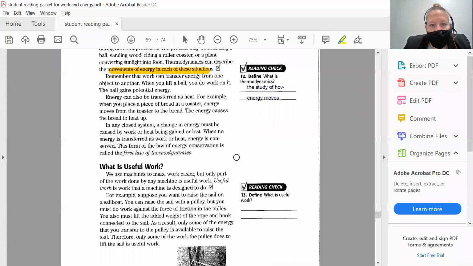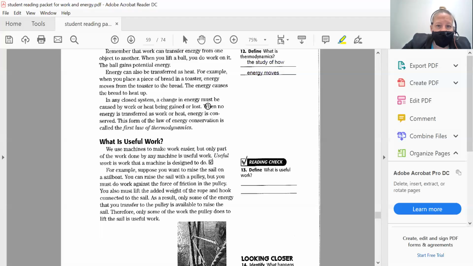Remember that work can transfer energy from one object to another. You can lift a ball, you do work on it, the ball gains potential energy. Energy can also be transferred to heat. For example, when you place a piece of bread in a toaster, energy moves from the toaster to the bread. The energy causes the bread to heat up. In any closed system, a change in energy must be caused by work or heat being gained or lost. When no energy is transferred as work or heat, energy is conserved. This is the first law of energy conservation. It's called the first law of thermodynamics, okay?